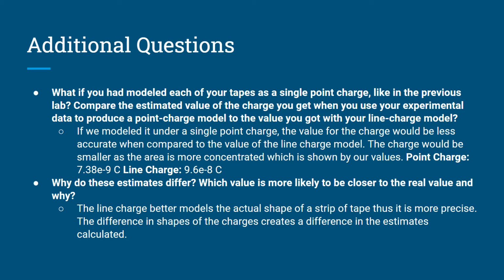The charge would be smaller as the area is more concentrated, which is shown by our values. The point charge is 7.38 times 10 to the negative ninth, while the line charge is 9.6 times 10 to the negative eighth. These estimates differ because the line charge better models the actual shape of a strip of tape, thus it is more precise. The difference in shapes of the charges creates a difference in the estimates calculated.